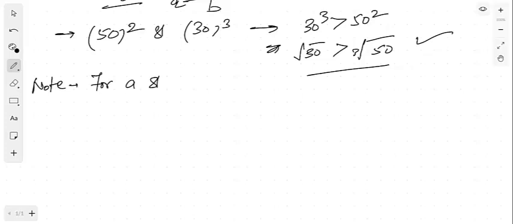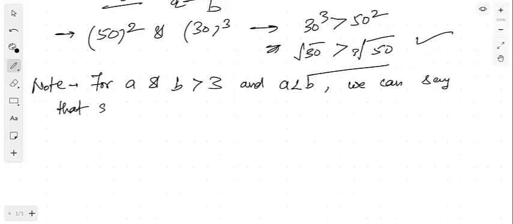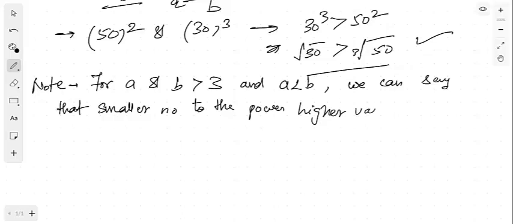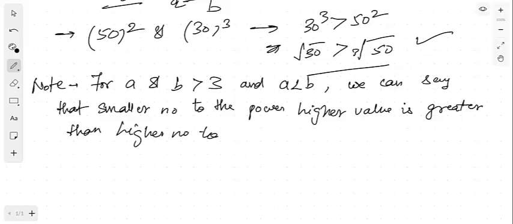It is for A and B greater than 3 and A less than B. If we need to compare, then we can say that the smaller number, whichever is small, A is smaller than B, so the smaller number to the power higher value is greater than the higher number to the power lower value. Okay, what I have written, let us take one example.